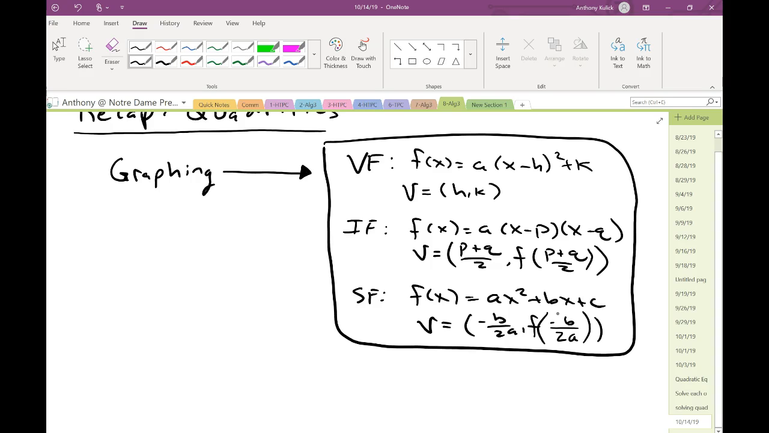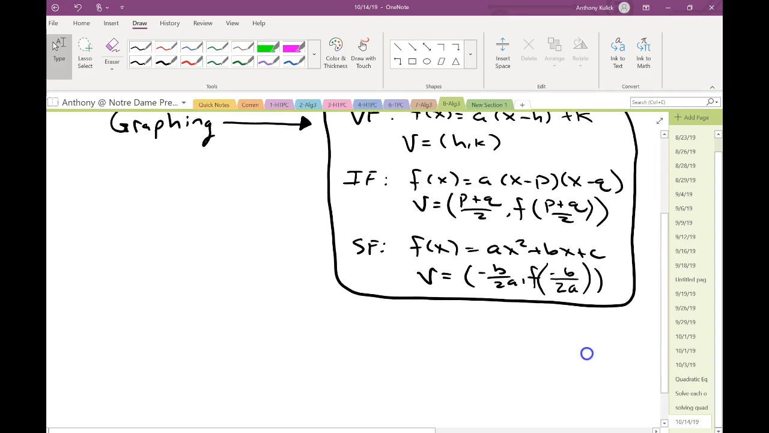Remember what this f of notation meant: f of p plus q over 2 just means you take your answer for p plus q over 2 and plug that in for x in our original equation. So graphing was one big skill that we talked about a lot.